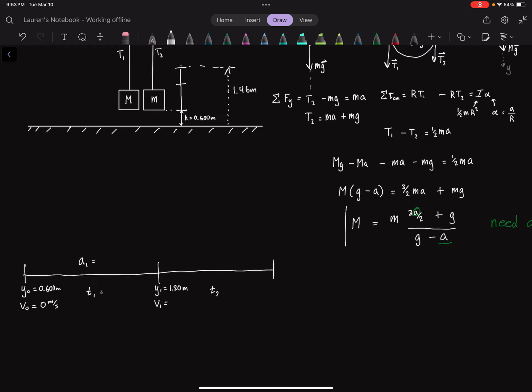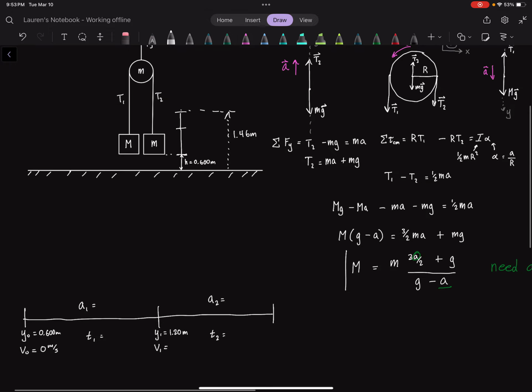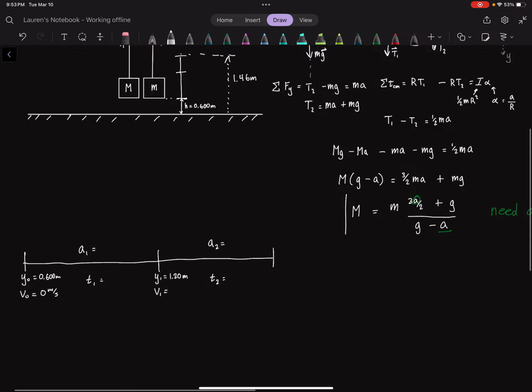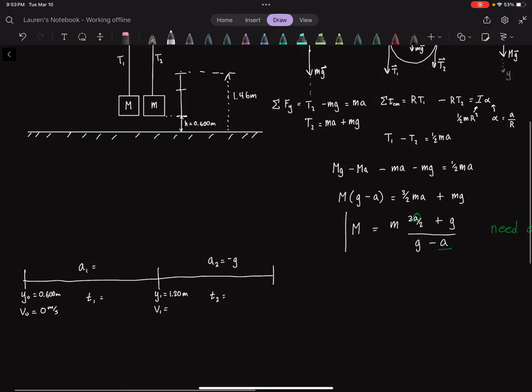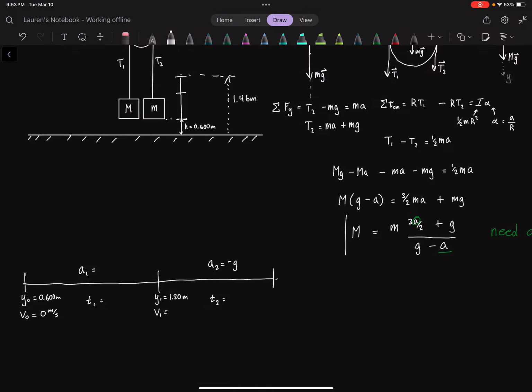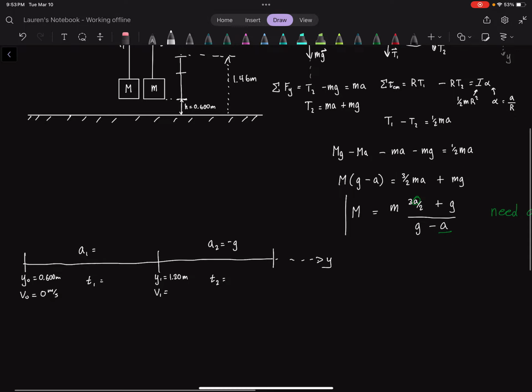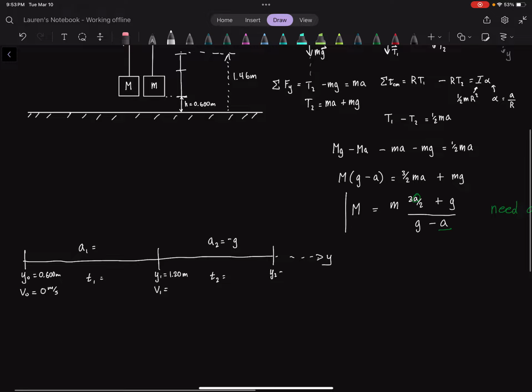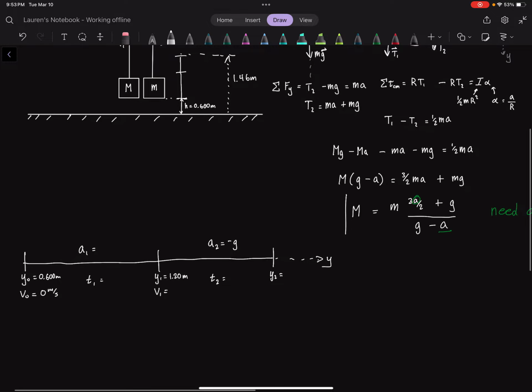Then there's going to be a time t2 for the second segment, a2. In the second segment, the rope is scrunching and the acceleration is just minus g, gravity pulling it downwards, because this is the positive y-axis. And then y2, this is what we do have information about. It is 1.46 meters. And v2? Well, when it reaches a maximum height, that's 0 meters per second. So it's no longer traveling upwards at all, right?